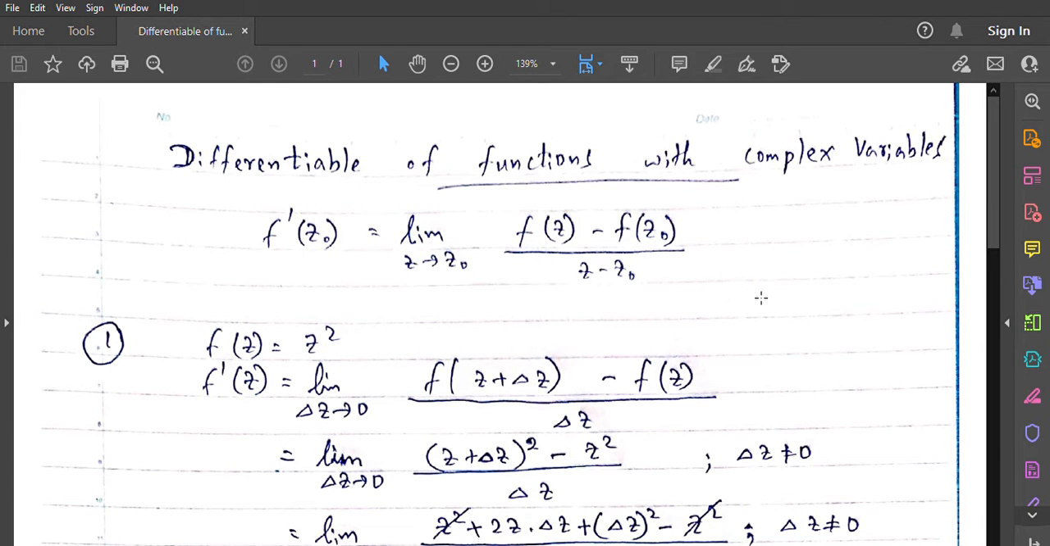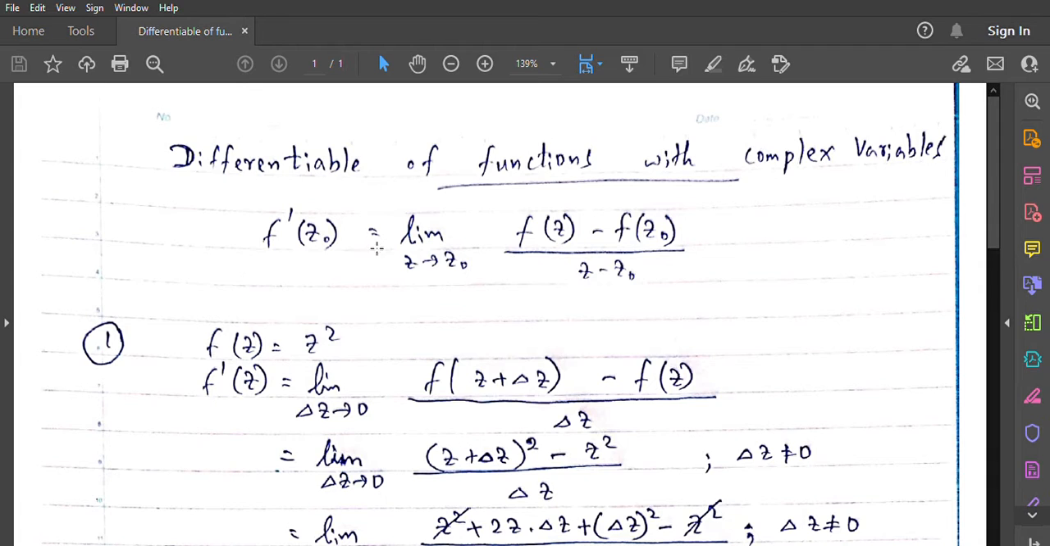Hi everybody, today I am going to teach you differentiability of functions with complex variables. So this is similar to continuity, a little bit similar to continuity.